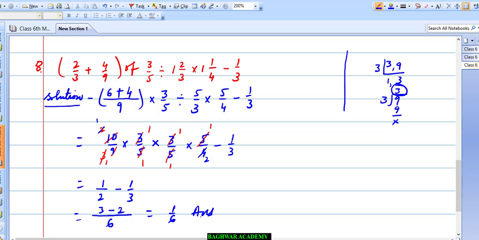So the question is very easy, you just need to understand and follow the rule. If you are following the rule properly, I don't think you will have any problem. So I hope you understood, and in this way you will be able to solve all the rest of the questions.